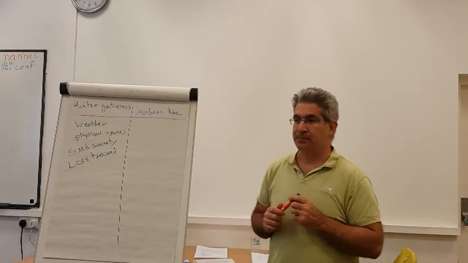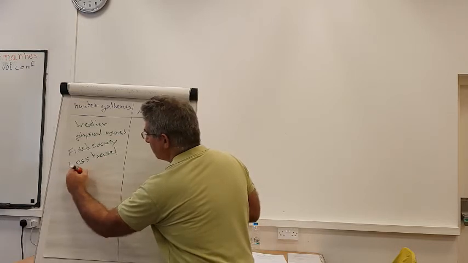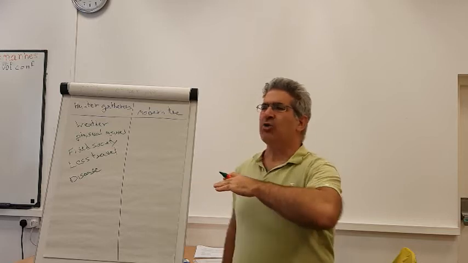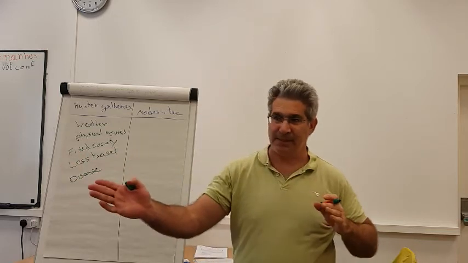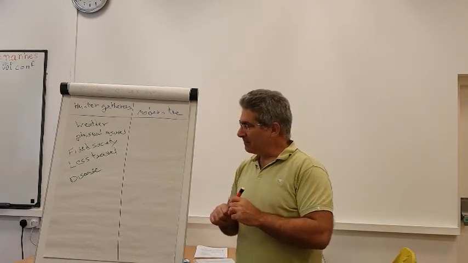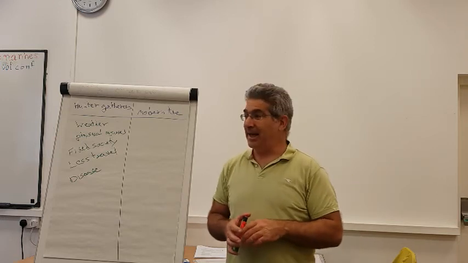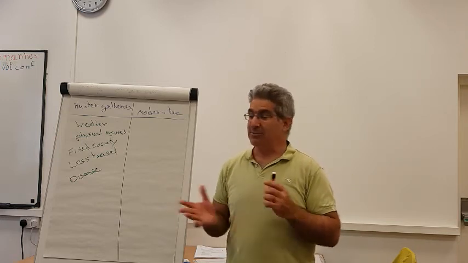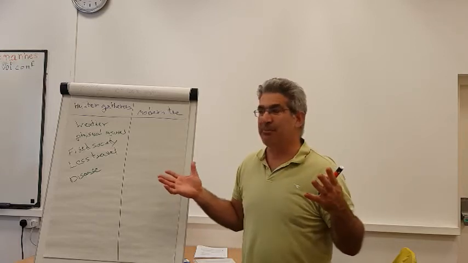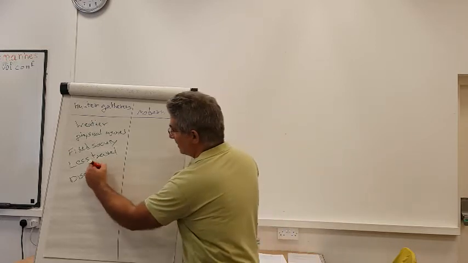What else? Disease, pathology. Now, what kind of disease would they have? Chronic disease or more acute disease? More acute. It's kind of funny, but sometimes the success of modern medicine is a problem. You have a lot of chronic disease today, while they would have acute disease.